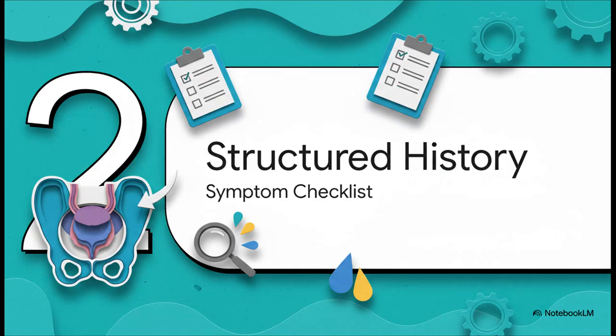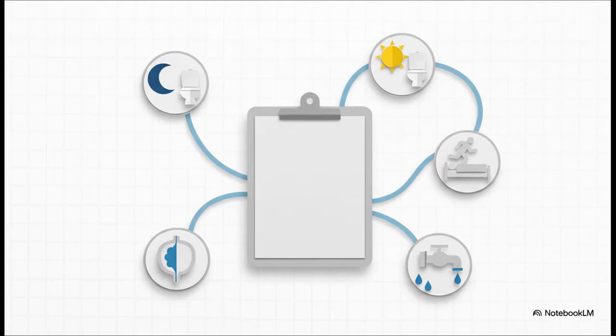All right, moving on to section 2, structured history taking. This is where we really get into the nitty-gritty and gather all that core information using a prostate symptom checklist. Okay, so you've got to be systematic here and ask about all the lower urinary tract symptoms. But, and this is a big but, you have to use language your patient will understand. So run through this friendly checklist.